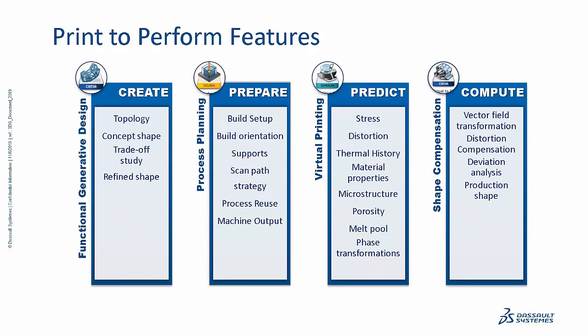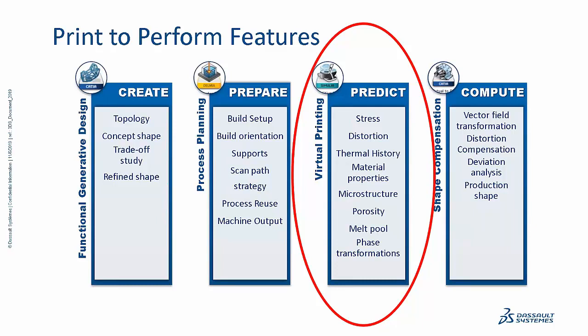The so-called end-to-end solution for additive manufacturing starts from functional generative design, including topology optimization, to process planning. This includes the setup of support structure and generation of the scan path, then virtual printing, and finally shape compensation. The objective of the entire workflow is to come to the point that what you print is what you intend to have. Today, I will focus on the virtual printing validation results at both macro and micro levels.